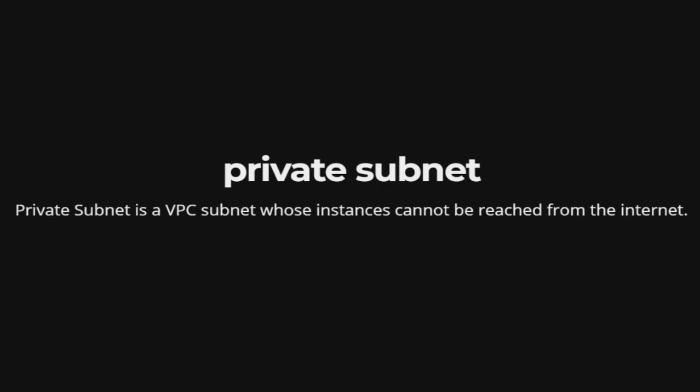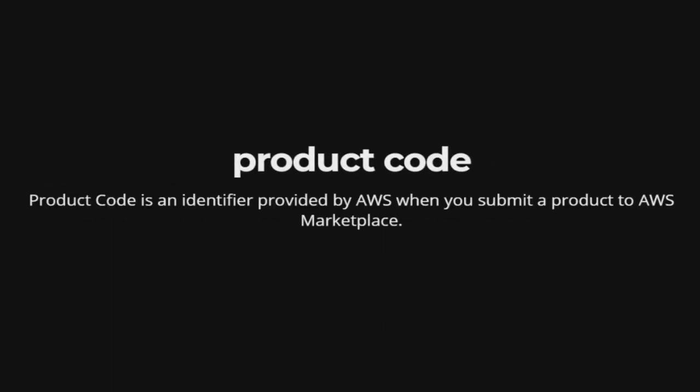Private subnet. Private subnet is a VPC subnet whose instances cannot be reached from the Internet. Product code. Product code is an identifier provided by AWS when you submit a product to AWS Marketplace.